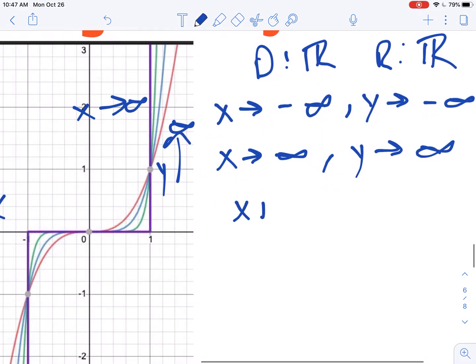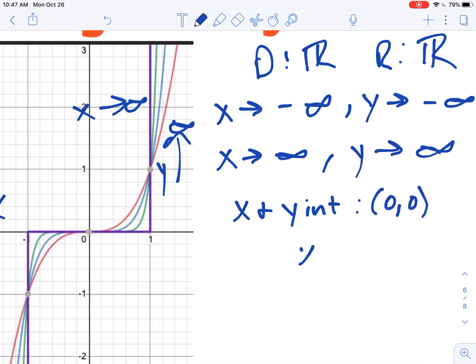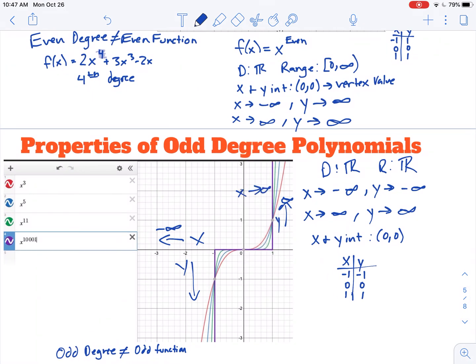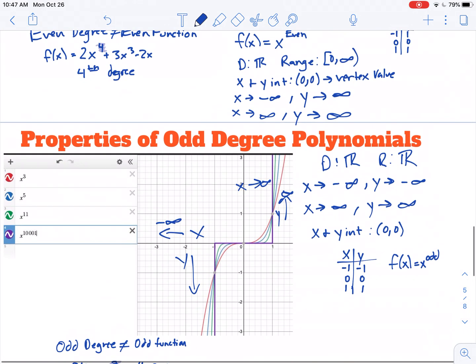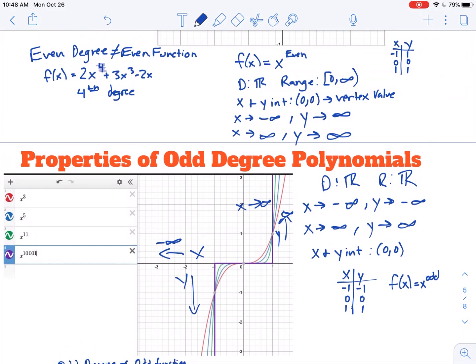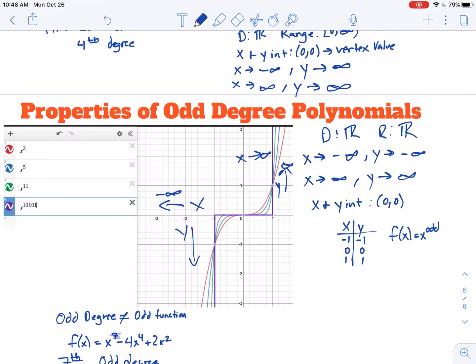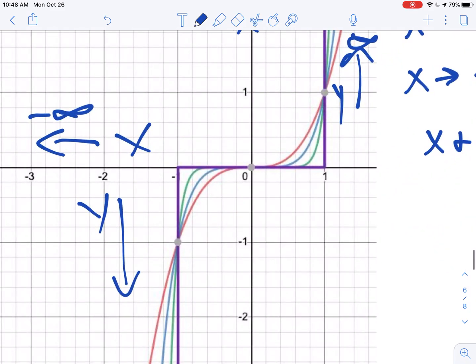They all have an x and y intercept at 0, 0. And then I can make the table of values for all of these: -1, -1, 0, 0, and 1, 1. I've got these 3 points which are in common. And again, this is just for a parent function. This is just saying I've got f of x is equal to x to some odd degree. I've done no transformations. I don't have anything else along with it. I just have that information here. And again, we see a lot of similar things to the even functions.